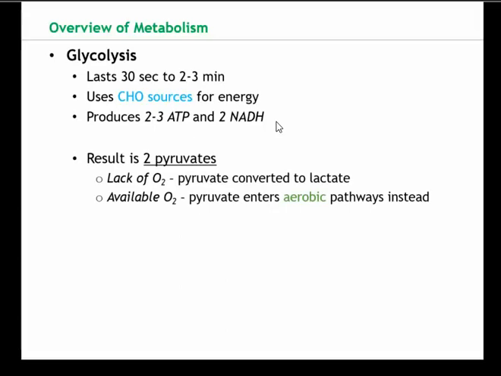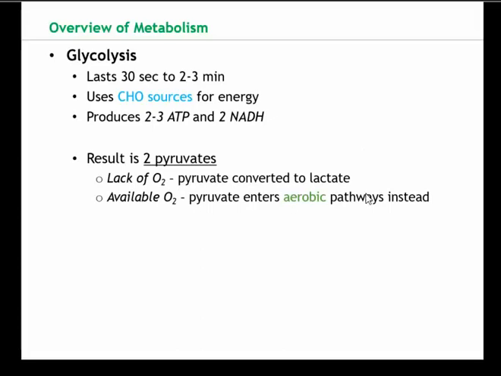Now we have two processes that can occur. With a lack of oxygen in the cell, pyruvate is going to be converted to lactate via fast glycolysis. So at high intensities, pyruvate and NADH increase above what can be handled by aerobic metabolism, and the cell converts it into lactate. This increases our blood lactate level and may cause acidity. Or we move into slow glycolysis.